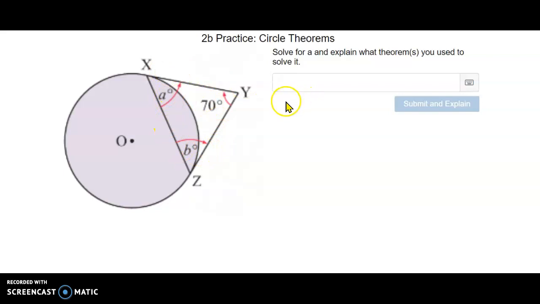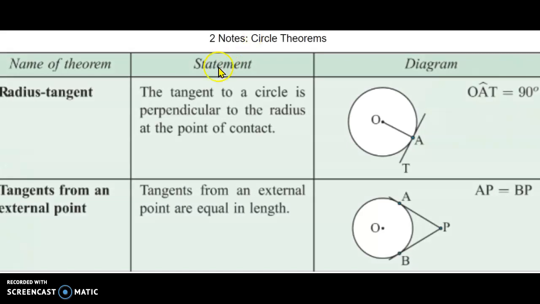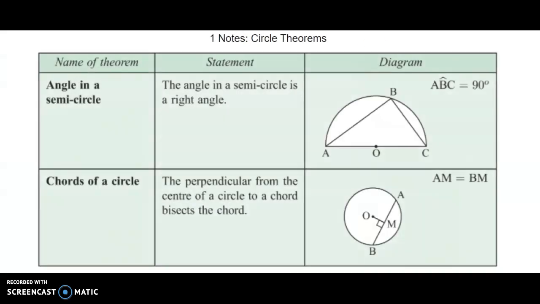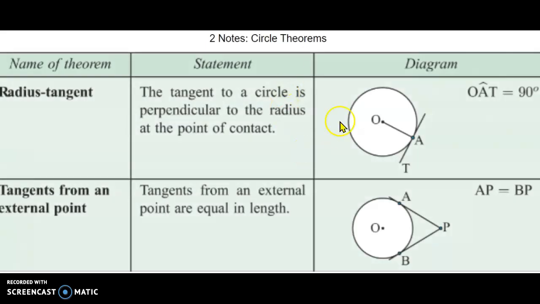Since we know that XY and ZY are equal, that means this is an isosceles triangle. So that means A and B are equal. So to find A is simple: 180 minus 70, and then divided by 2, because these are equal angles. You see how easy the theorems made it? It's giving us some clues here. So the tricky part is to know when to use them, right?